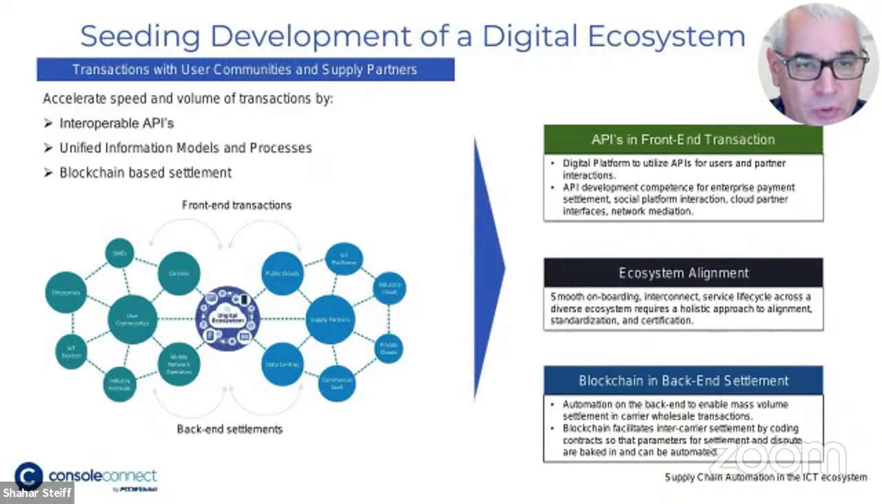Ecosystem alignment is very important. Using unified information models reduces the chance of us ordering something and that order being misunderstood by the other party. It's not enough to have an API. We also need to make sure that the systems on both sides of the API speak the same language. When I say orange, you understand an orange, not an apple by mistake. And blockchain in the backend and settlement means the ability to make sure that settlements are done and are not disputable, and are once and for all.